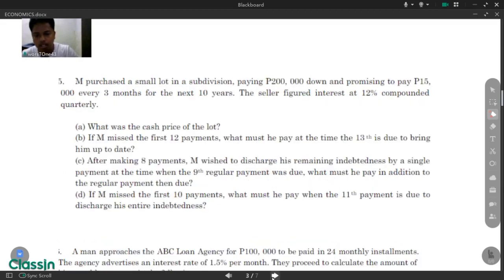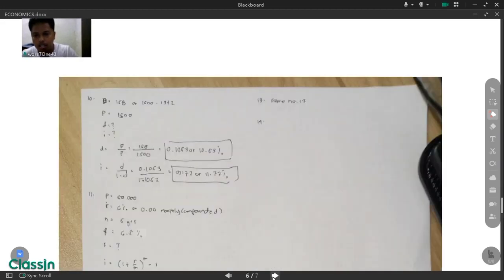So that's the reason why we subtract 1,500 minus 1,342. So that determines the discount, the value of the discount. Okay, we have the P, which is 1,500. Since 1,500 is actually 1,500 to 1,342, it's already discounted. So the formula for the discount rate is the discount over the principal.